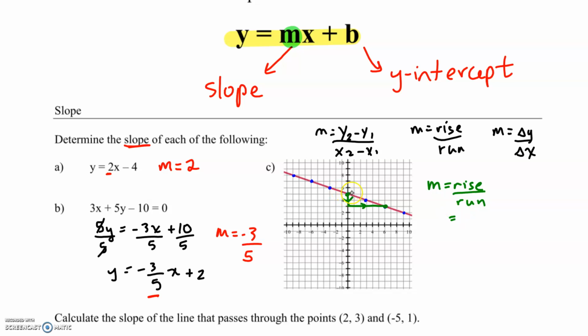Since we know each box is a unit, I can just count. The rise is -2 because it's going down 2, and my run is 1, 2, 3, 4, 5, 6. It's positive because it's going to the right. And then we'll simplify this, which would be -1 over 3, and that's my slope.